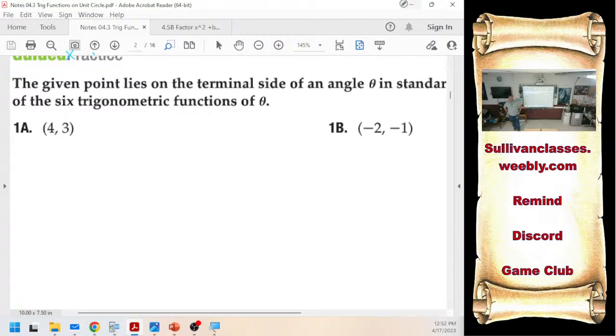First one's going to come out nice. Second one's going to involve a radical. Go!